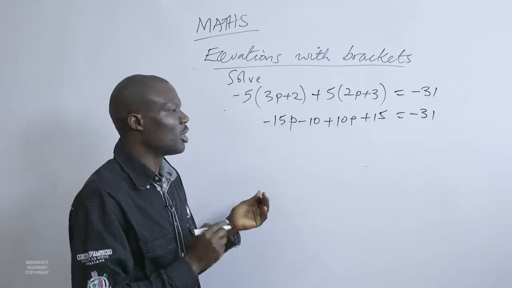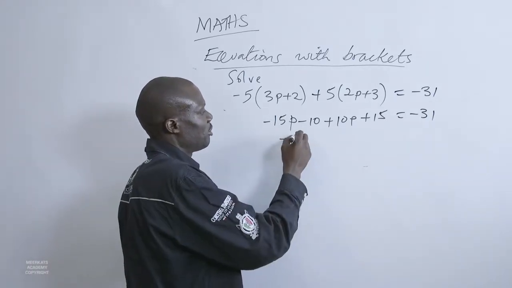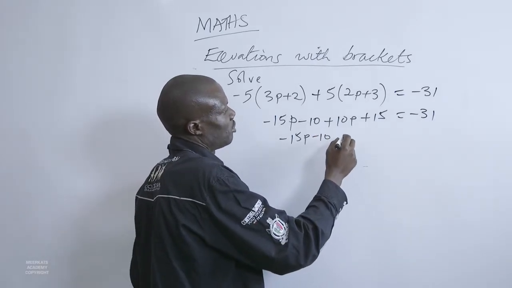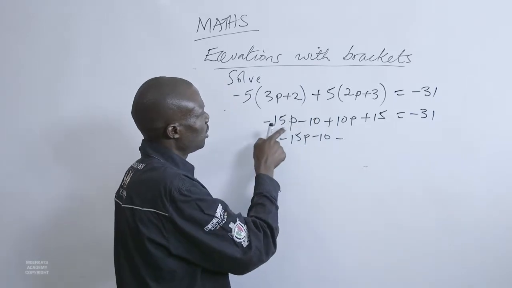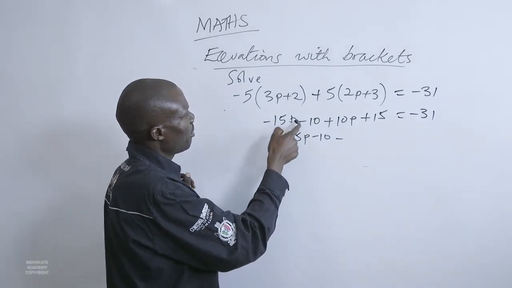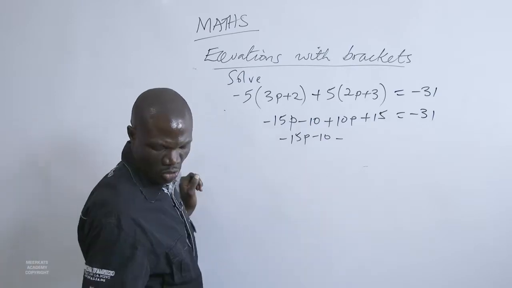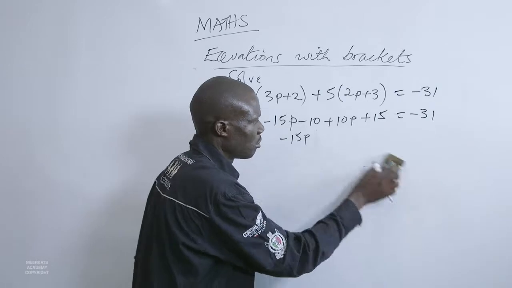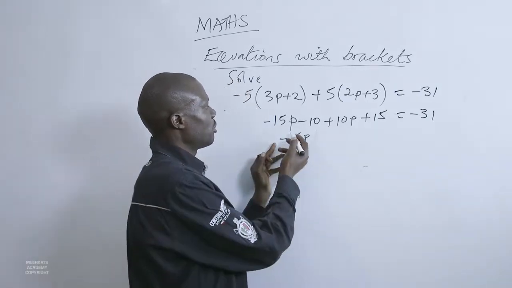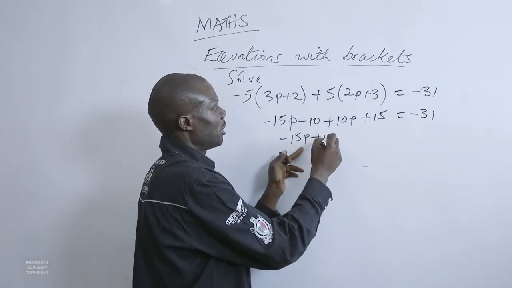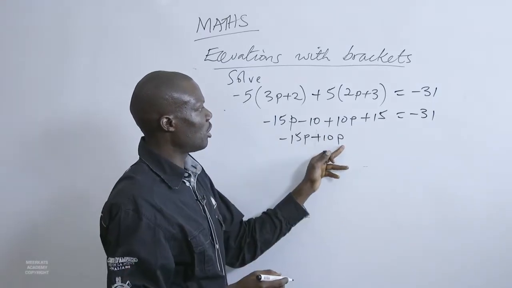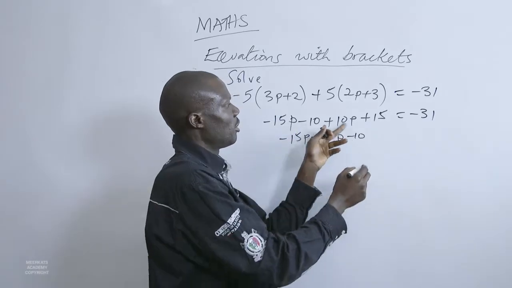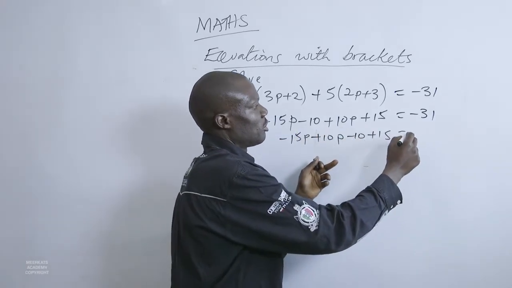Let us collect them. We rewrite and have minus 15p minus 10, minus 15p minus 10. We want to rearrange first. Minus 15p, and then we have plus 10p, and then any other p, we don't have any other p, so we come to minus 10, and then plus 15 is equals to minus 31.